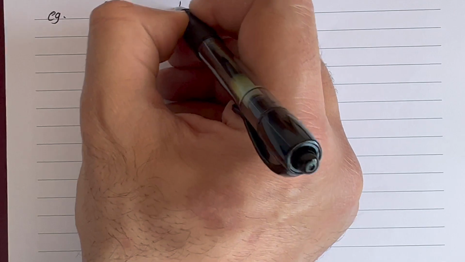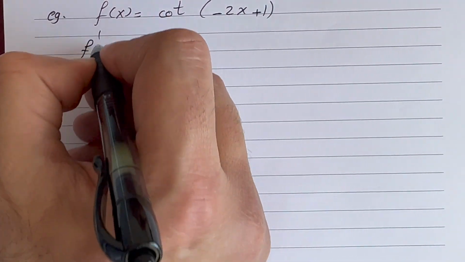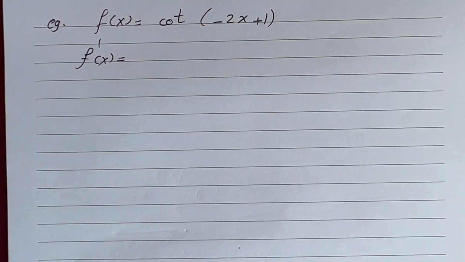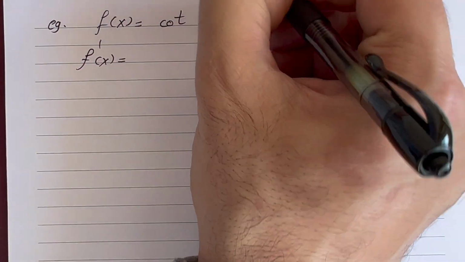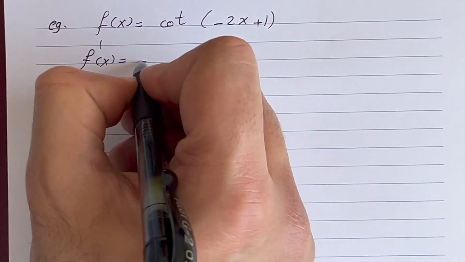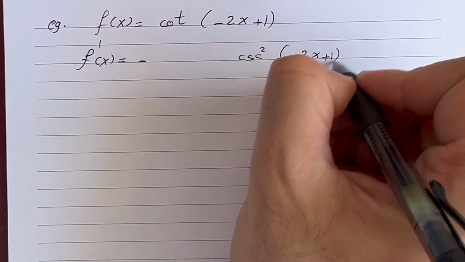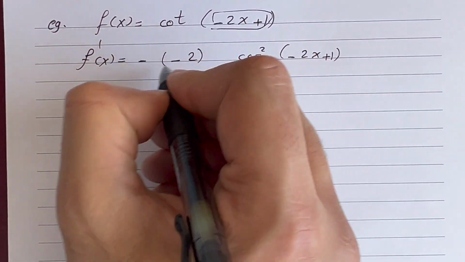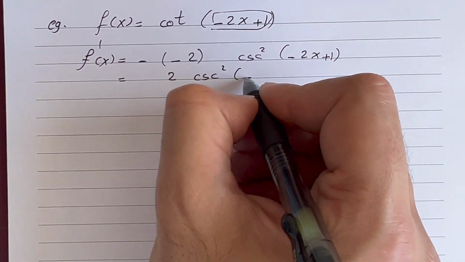Example for that, f(x) equals cotan(-2x + 1). What is the derivative? Let me use the cosec. The cotan starts with c, c will become negative, so minus cosec squared(-2x + 1). But now, what is the derivative of this angle? It is negative 2. So negative 2. So negative times negative is positive 2 cosec squared, the same angle.